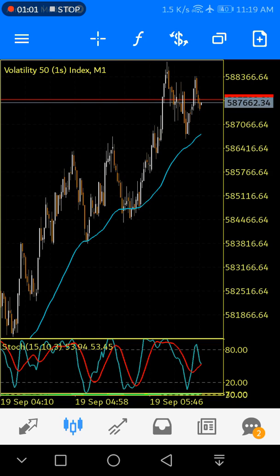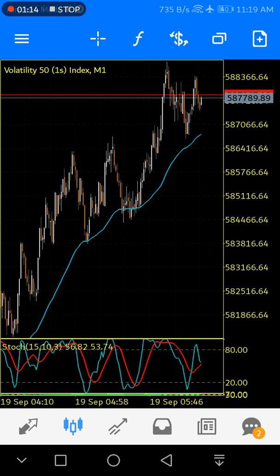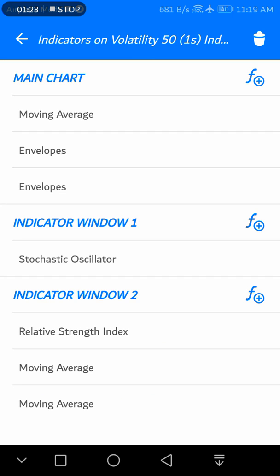So let's get this started and go to your indicator section and set up. Add the moving average on your main chart, 50 period. I'm going to repeat again, add moving average 50 period and add a stochastic with these settings. Let me show you the indicator section.